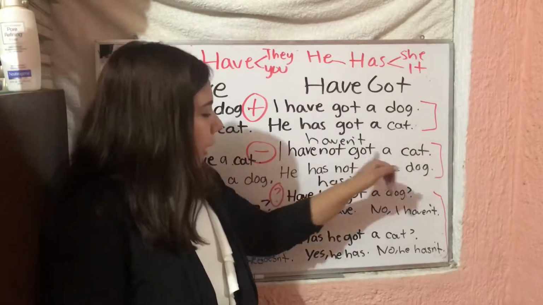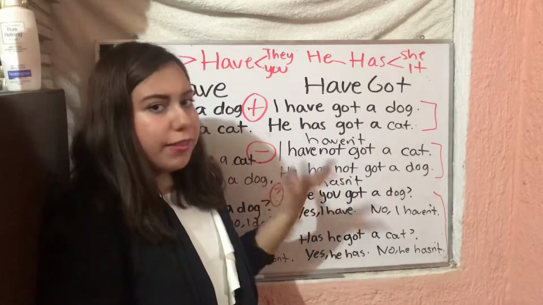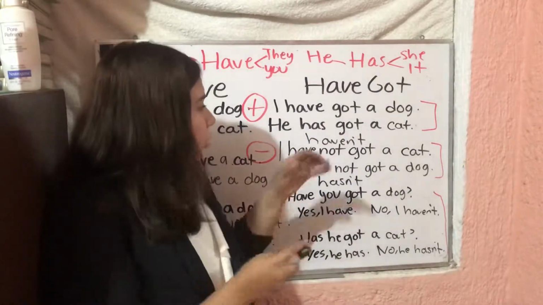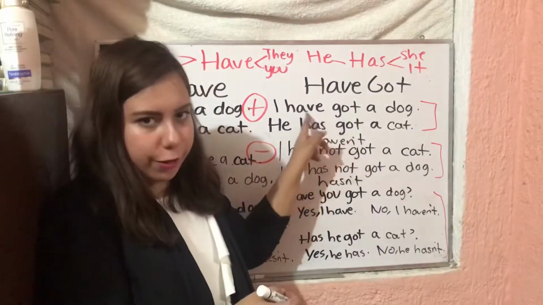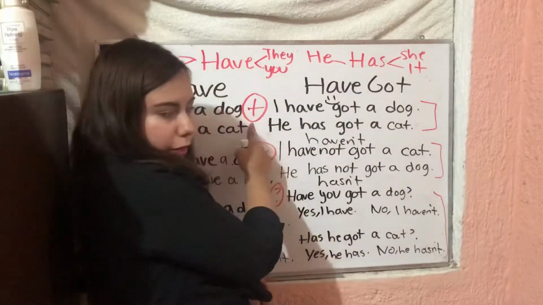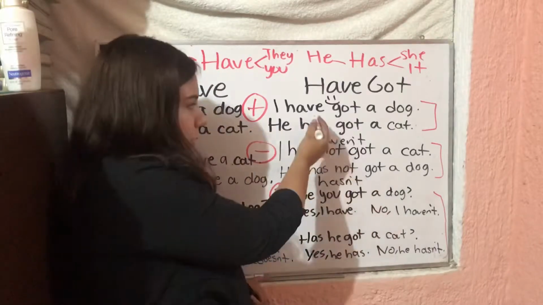So I have not got a cat. He has not got a dog. Think of this like having got, they're like a boyfriend and a girlfriend. So when they're together, like here they are together, they're kind of like happy. They're positive, okay? They're affirmative, they're positive when they're together.